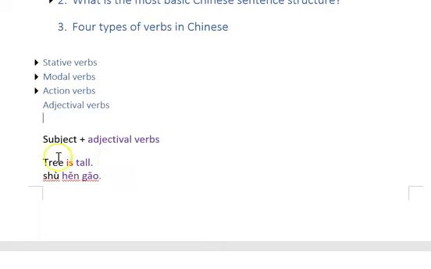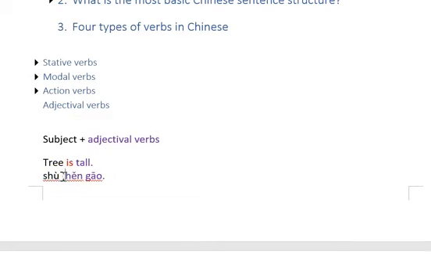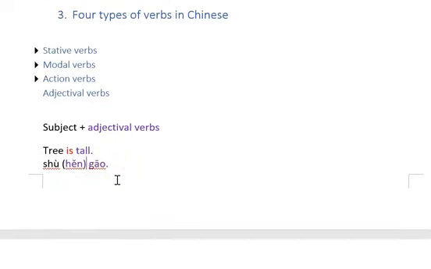So, for example, tree is tall. In that sentence, is is omitted. We don't need to translate that word. So basically you can say tree tall in Chinese, and that makes sense and is a good sentence. So 树很高, tree very tall. You can even say 树高. 树很高 means tree is very tall.